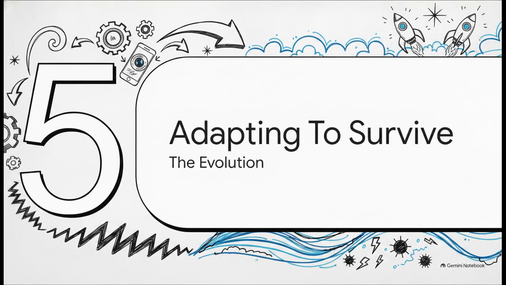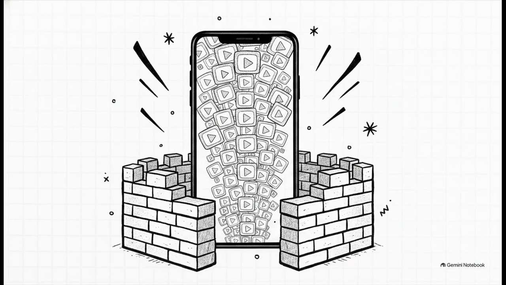And finally, part 5, adapting to survive. Because let's be real, the landscape of the internet changes brutally fast. Just being the top photo app doesn't guarantee you're going to be relevant tomorrow. When short-form vertical video exploded worldwide and started capturing all of our attention, Instagram had to respond aggressively with Reels.